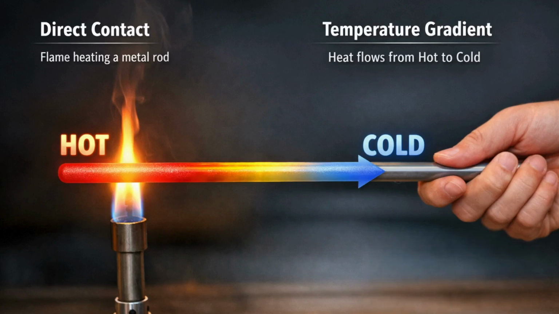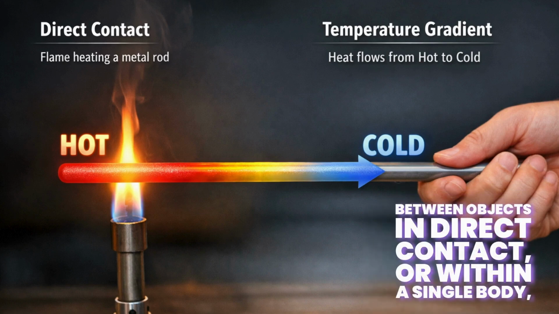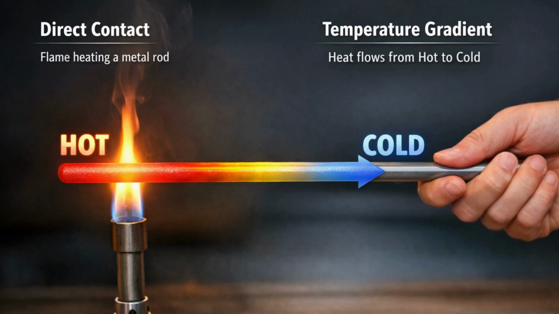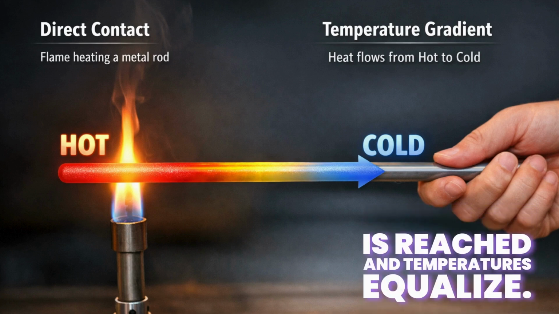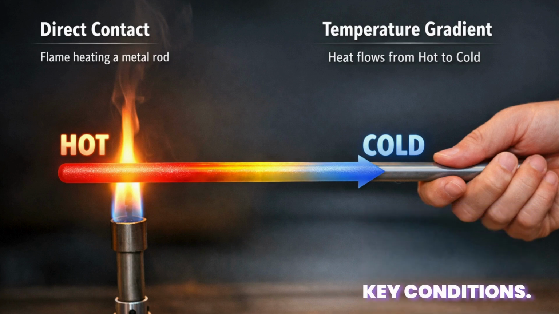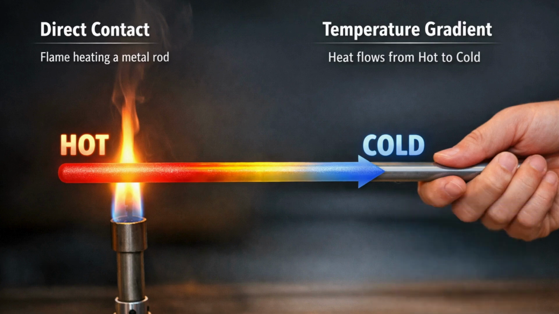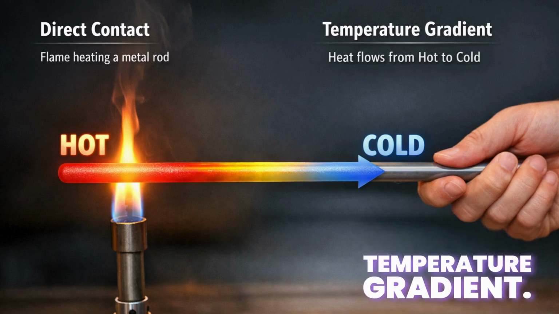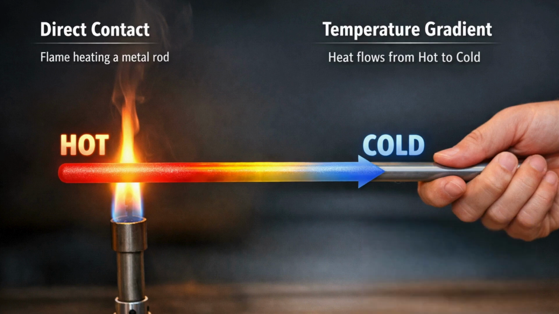Conduction of heat. Conduction is the transfer of thermal energy between objects in direct contact or within a single body, moving from the hotter end to the colder end. This flow continues until thermal equilibrium is reached and temperatures equalize. Key conditions. Direct contact. Objects must touch. Example: a flame and a metal rod. Temperature gradient. Heat only flows if there is a temperature difference.